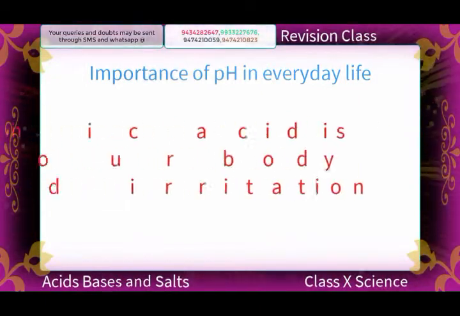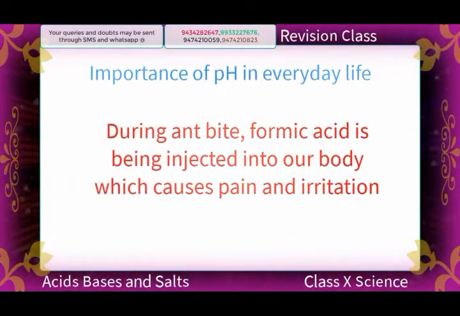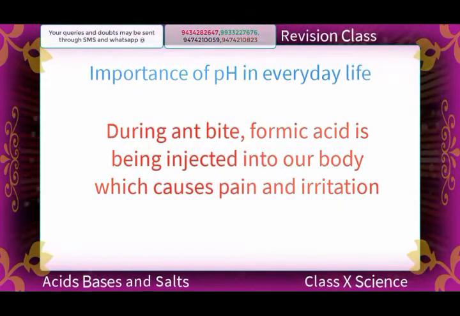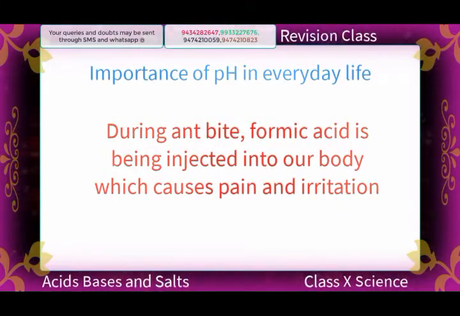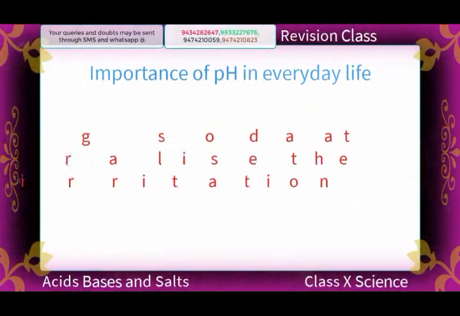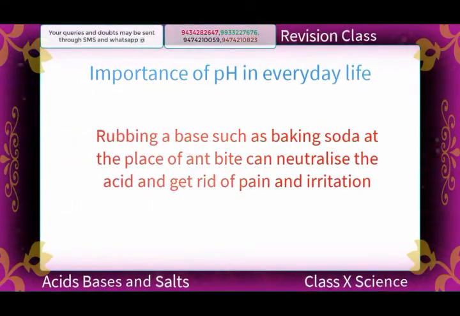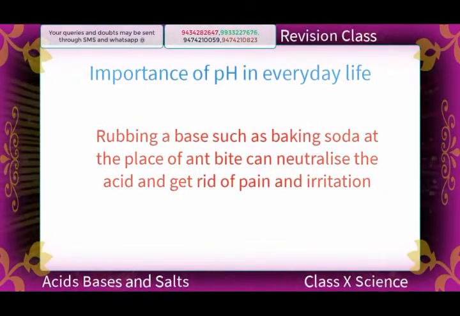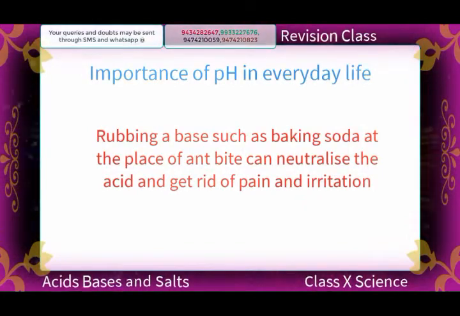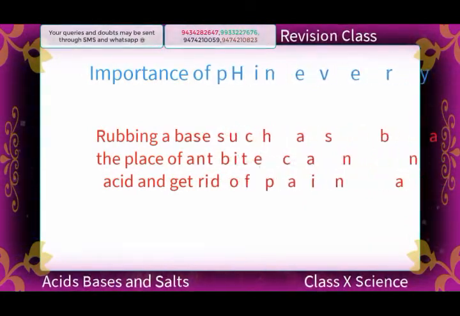Apart from this, the animals and plants also use chemical warfare. Here the chemical warfare is the use of acids, like the ant sting which uses formic acid. So when during an ant bite we get the irritation, right? That irritation is due to the release of formic acid. We can get rid of the pain and the irritation by rubbing it with baking soda or any kind of base which can neutralize the acid. So this is how pH plays a very important role in the living organisms.